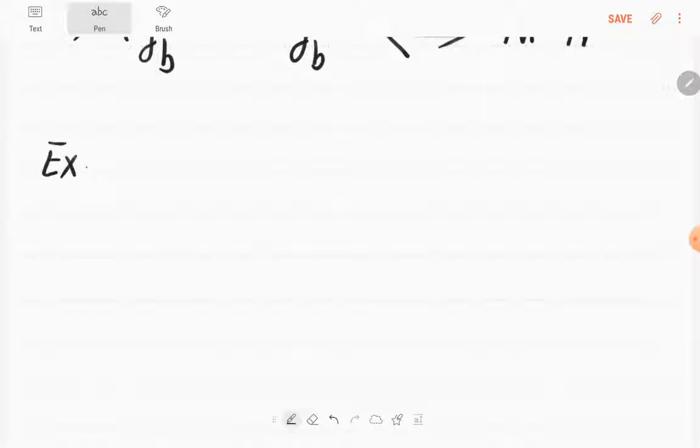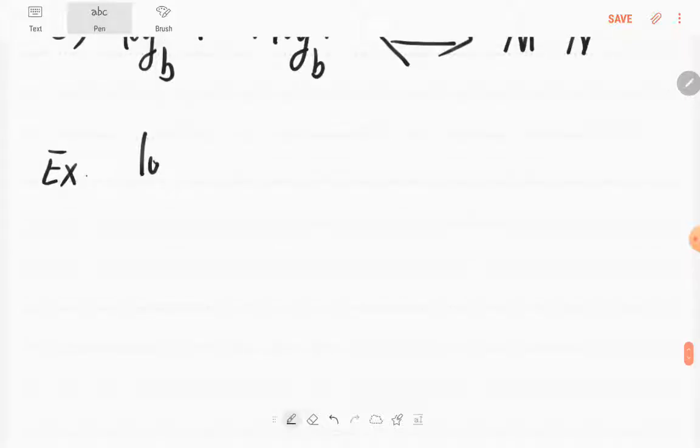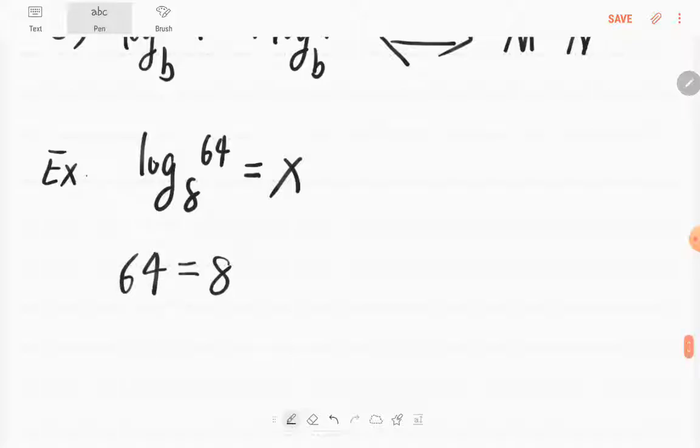To solve some equations. Log 8 of 64 equals x. There are two ways to solve this equation. The first one is you can use the equivalent form. So that means 64 equals 8 to the x. Which power of 8 equals 64? It's very obvious, you can guess x equals 2. So this is one way.